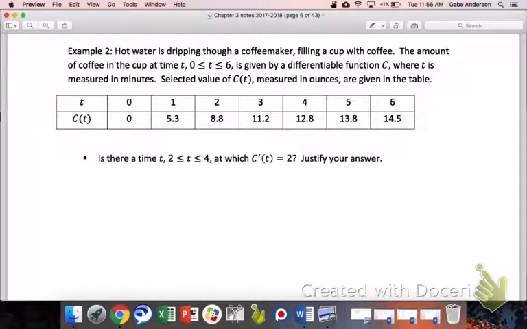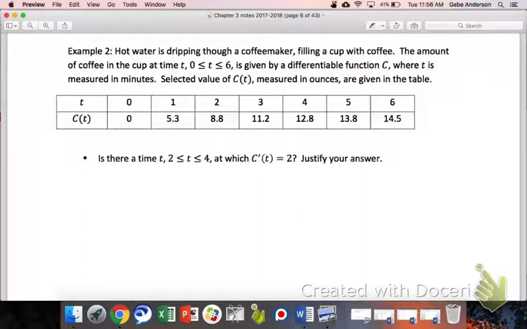It says hot water is dripping through a coffee maker, filling a cup of coffee. The amount of coffee in the cup at time t from 0 to 6 is given by a differentiable function c, where t is measured in minutes. Values of c are given in the table below. This is actually an old AP question, free response, in which I've just taken one part of it. So the question below says, is there a time on the interval from 2 to 4 at which c prime of t equals 2? Justify your answer.